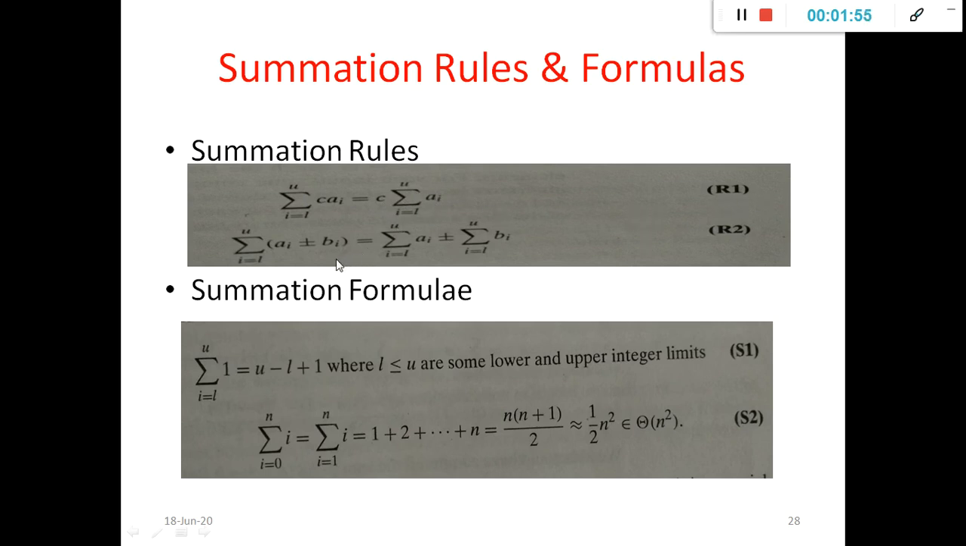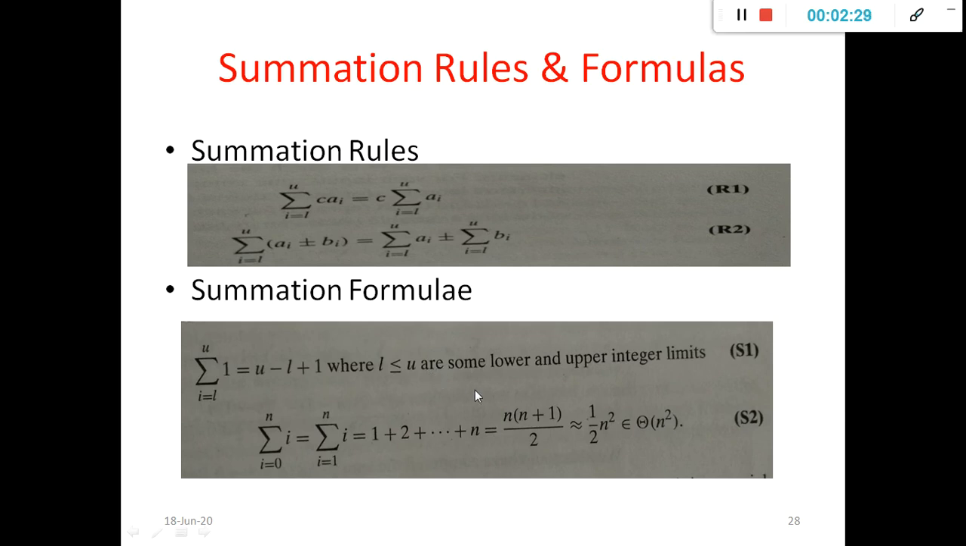Similarly, another rule: if there are two expressions, ai plus bi, and we apply summation from i equal to L to U, then you have to expand it into two separate summations: the summation of the term ai from the lower bound to the upper bound, plus the summation of bi from lower bound L to upper bound U. This is called summation rule 2.